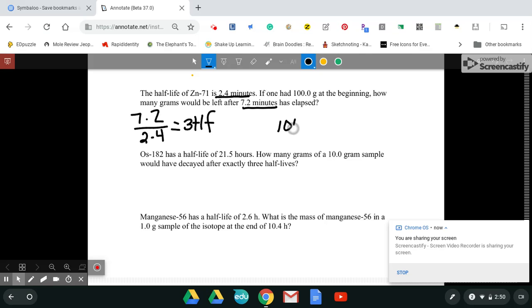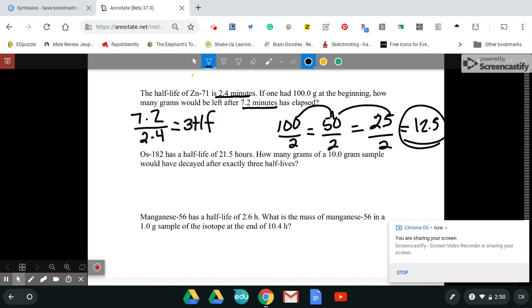Okay, so 100 divided by 2, divided by 2. So that's 1, 2, 1, 2, 3. So I've got 12.5 grams left. Okay, so that's how we solve half-life problems. So sometimes you're going to be given, like in this one, times. All you've got to do is divide up the times to figure out how many half-lives you got.